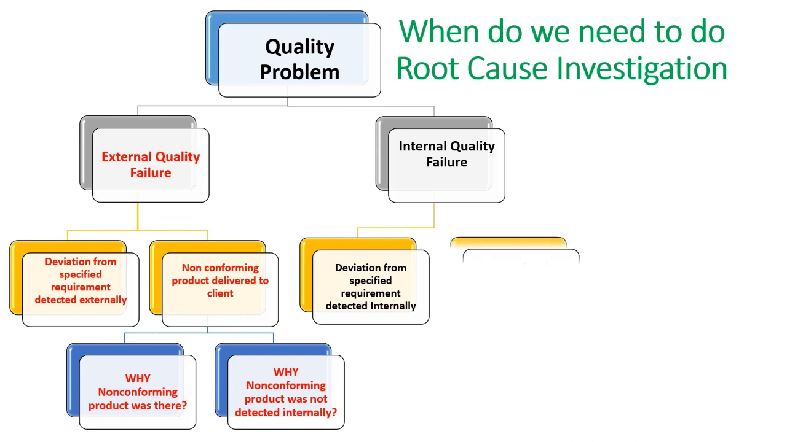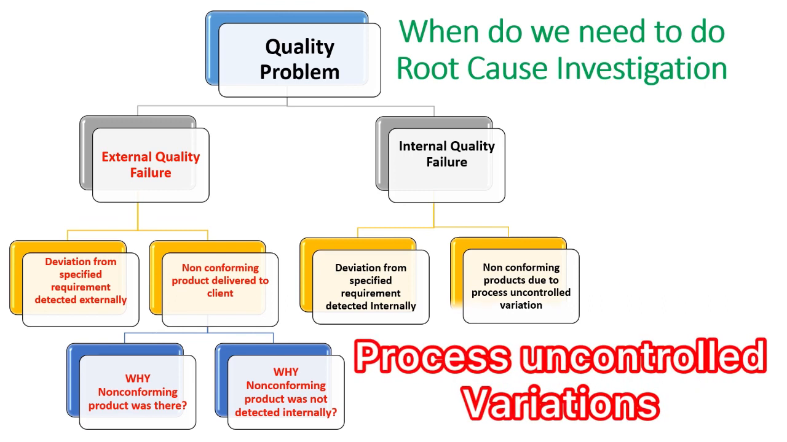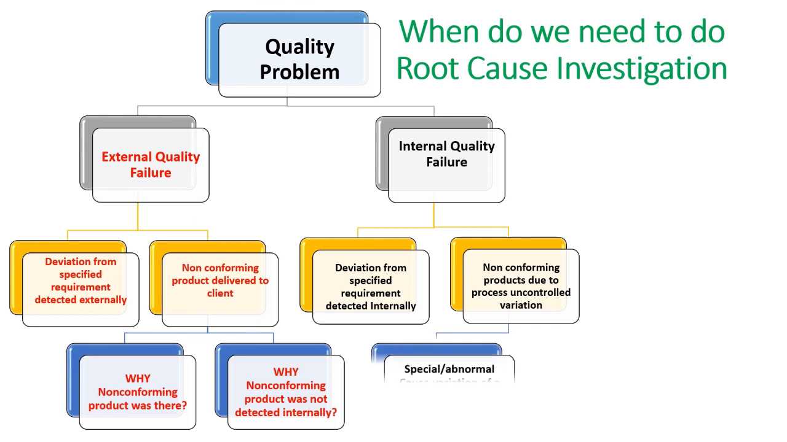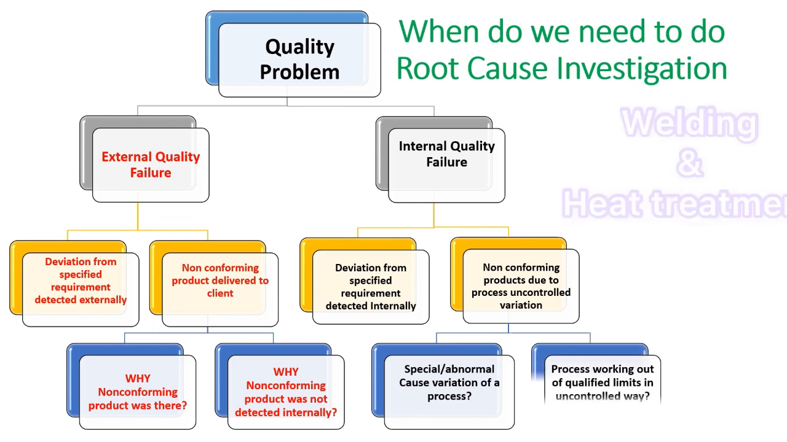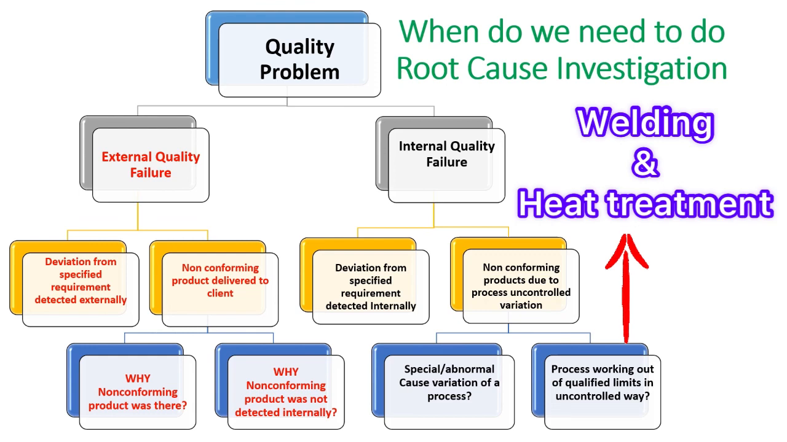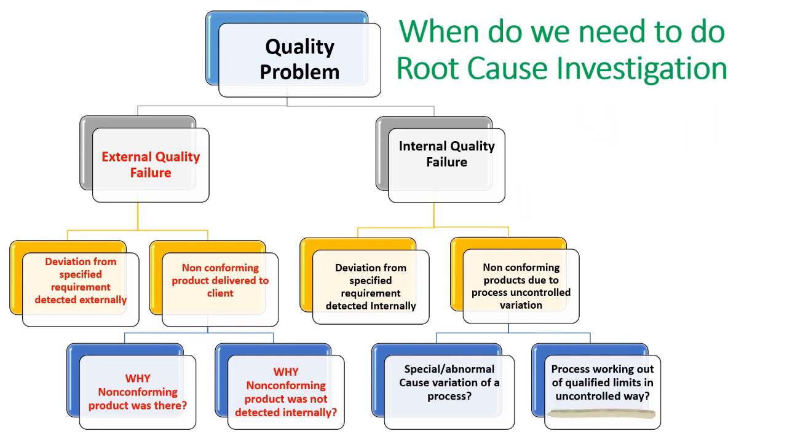Now, the second type of internal quality problem which requires root cause investigation is when we have non-conforming products produced abnormally due to process uncontrolled variation. And this can be mainly two types. The first type is the special cause abnormal variation, and the second type is applicable for processes that require validation, like welding and heat treatment, when we are working out of the qualified limits of the essential variables of these processes in an uncontrolled way.